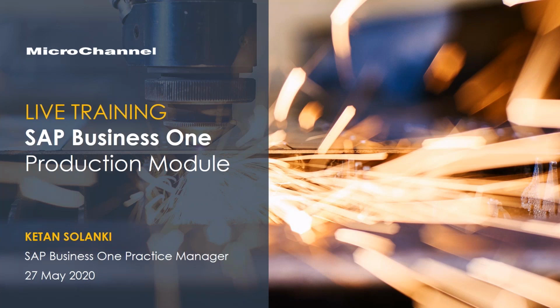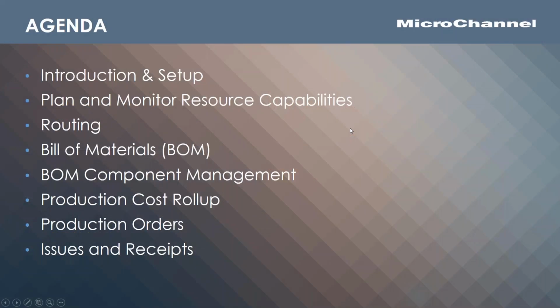My name is Ketan Solanki, and for the next hour or so, we're going to be running through the following agenda. So we're going to look at a bit of the introduction and setup, look at how you can plan and monitor resourcing in SAP Business One, look at the routing functionality and capability, how to set up and manage bill of materials, look at how the production cost roll-up works, run a few production orders, and run through the process of issuing and receiving those.